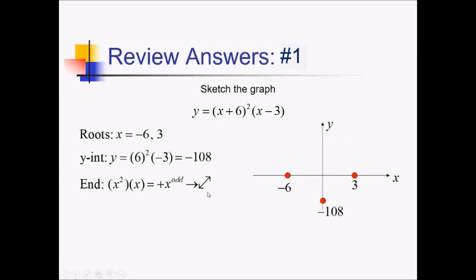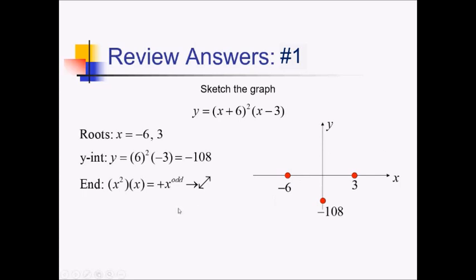Now, just to go over a few hypotheticals, if this had been a negative x to an odd power, then you would have had a sloping down line, so starting above, ending below. If this had been a positive x to an even power, this would have looked like an upward opening parabola, starting and ending above. And if this had been a negative x to an even power, you would have started below and ended below like a downward going parabola. But this was our situation, so we're starting down here and ending up here.